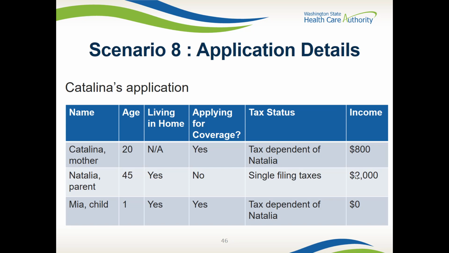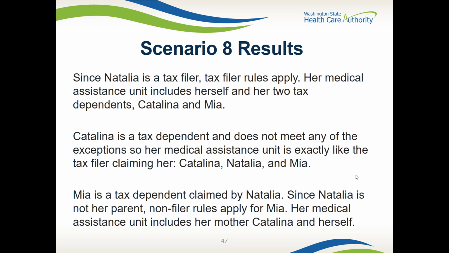Here is Catalina's application details. Take a moment to review it. As you can see, Catalina includes Natalia in her application. Let's review this scenario. Since Natalia is a tax filer, tax filer rules apply. Her medical assistance unit includes herself and her 2 tax dependents, Catalina and Mia. Catalina is a tax dependent and does not meet any of the exceptions, so her medical assistance unit is exactly like the tax filer claiming her. Catalina, Natalia, and Mia.